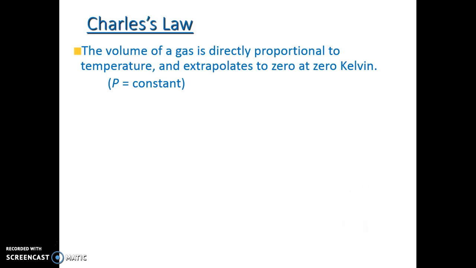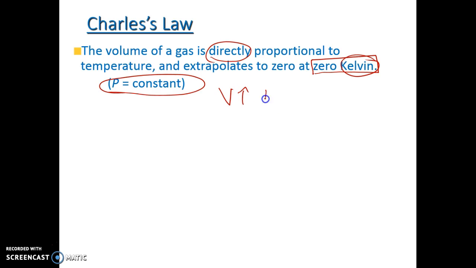The next guy is Charles' law. Charles' law says that the volume of gas is directly, notice a different word, directly proportional to temperature and extrapolates to 0 at 0 Kelvin. So 0 Kelvin is pretty important. That word right there is really important. Notice P is constant. So volume going up means that the temperature should go up. Volume going down means the temperature should go down, and vice versa. That's what a direct proportion is. They move in the same direction. Inverse means they move in opposite directions.